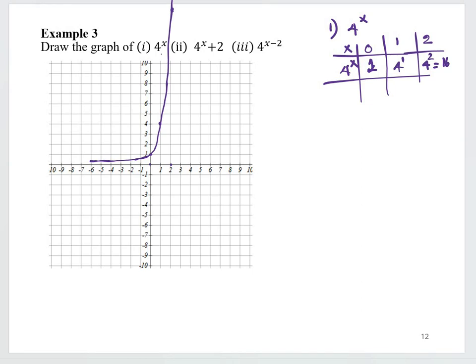Got it? That is 4 to the power x. Okay? It is 4 to the power x plus 2. And what happened when x plus 2? It will move 2 units upward, right? So from here, it will move 2 units upward. So it will meet here. And so if you want, you can put that value here. X, 4 to the power x plus 2.